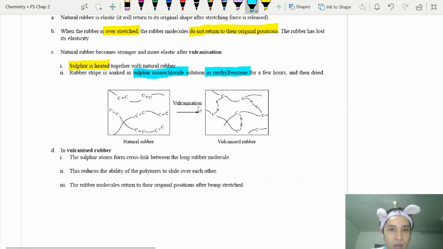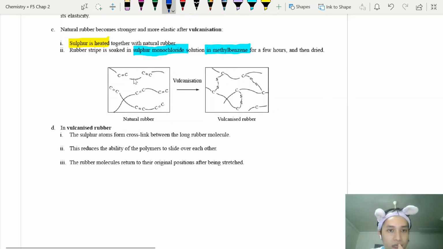Alright, so what happens when you do vulcanization? Now if you see here, this is natural rubber, meaning your isoprene. This is your isoprene molecule, right? Since we know that this is unsaturated, it is easily oxidized. So what we do is put in the sulfur and heat, and you are going to break off the double bonds, therefore producing what we call a cross-link. Now when you produce these cross-links, it basically makes the rubber molecule stronger and more elastic.